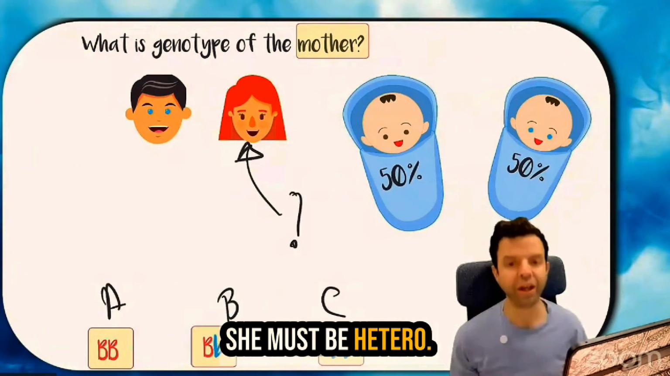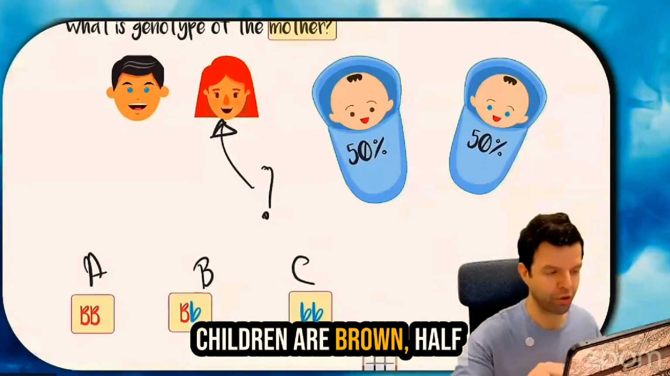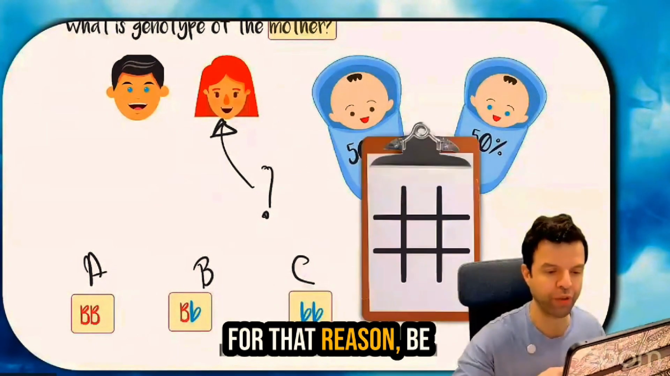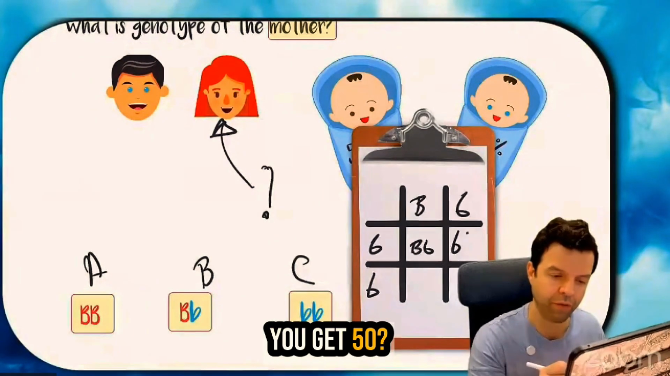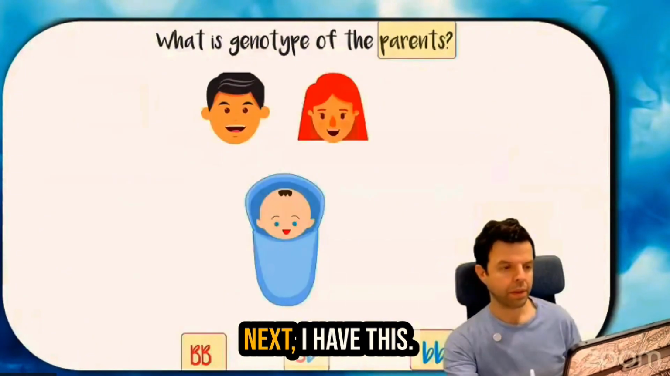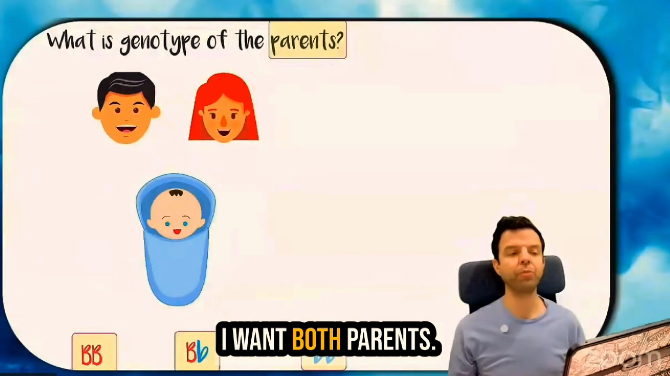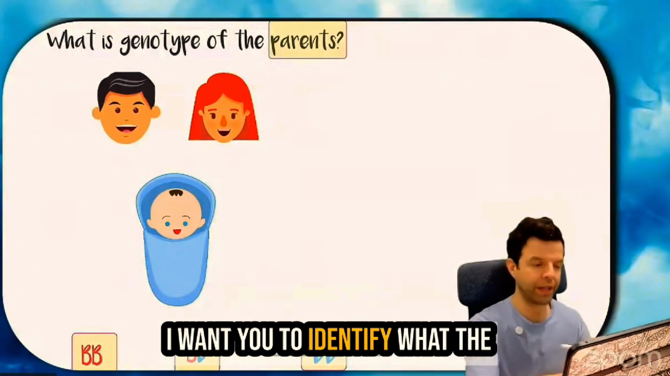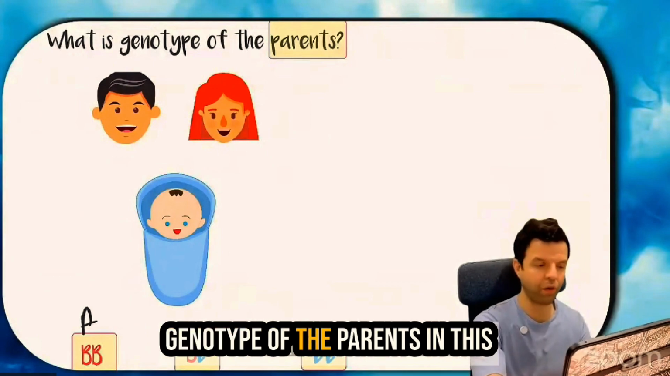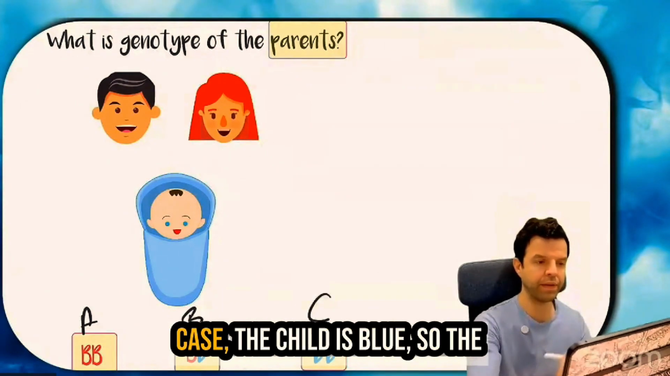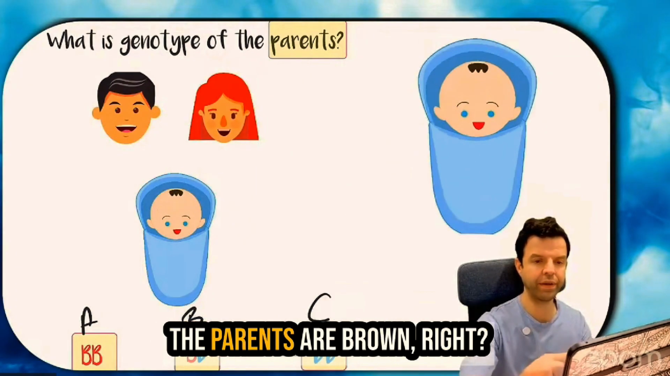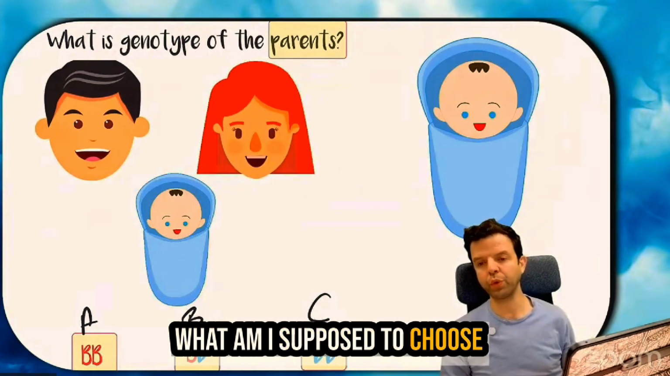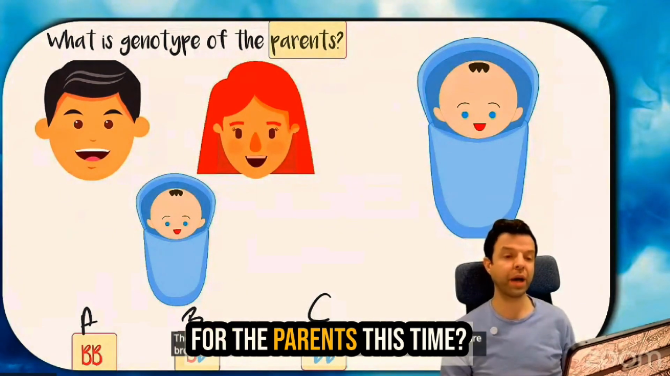She must be heterozygous, because half of her children are brown and half are blue. For that reason, with B capital, B small for the dad, you get 50-50. All good so far? Next, I have this. I want you to identify the genotype of both parents in this case. The child is blue, so the child has blue eyes and the parents are brown, right? What am I supposed to choose for the parents this time?